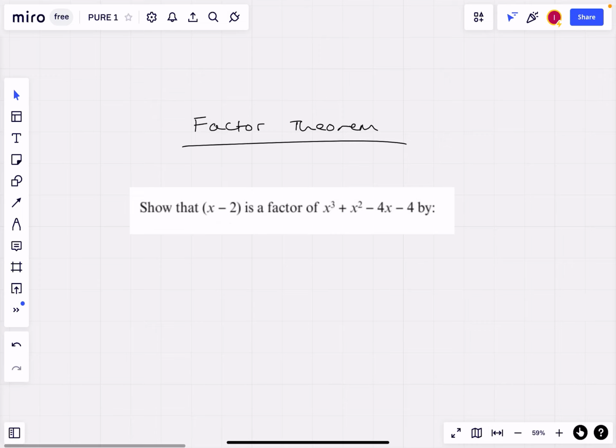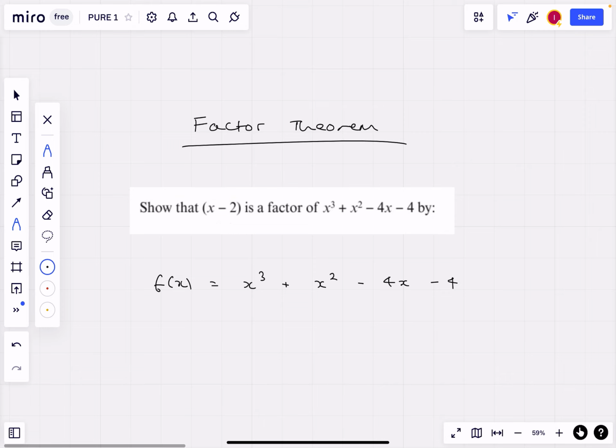Here's how the factor theorem works. You're going to have a function. In this case, my function is x cubed plus x squared minus 4x minus 4. Okay? I'm trying to show that x minus 2 is a factor of that function.